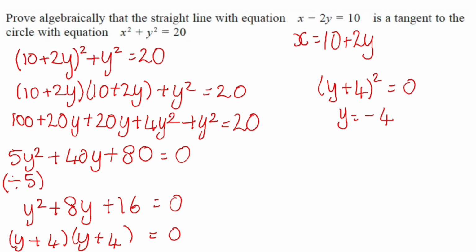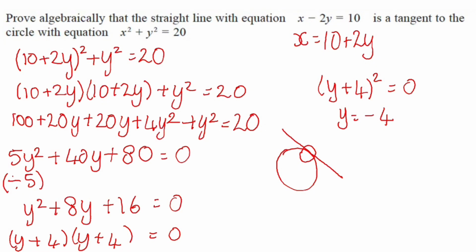Now, because there is only one solution for y, this means that we have proved algebraically that the straight line with equation x minus 2y equals 10 is a tangent to the circle with the equation x squared plus y squared equals 20. The reason for this is if we think about a circle, the tangent meets its circumference at one point only. So there is one point of intersection.